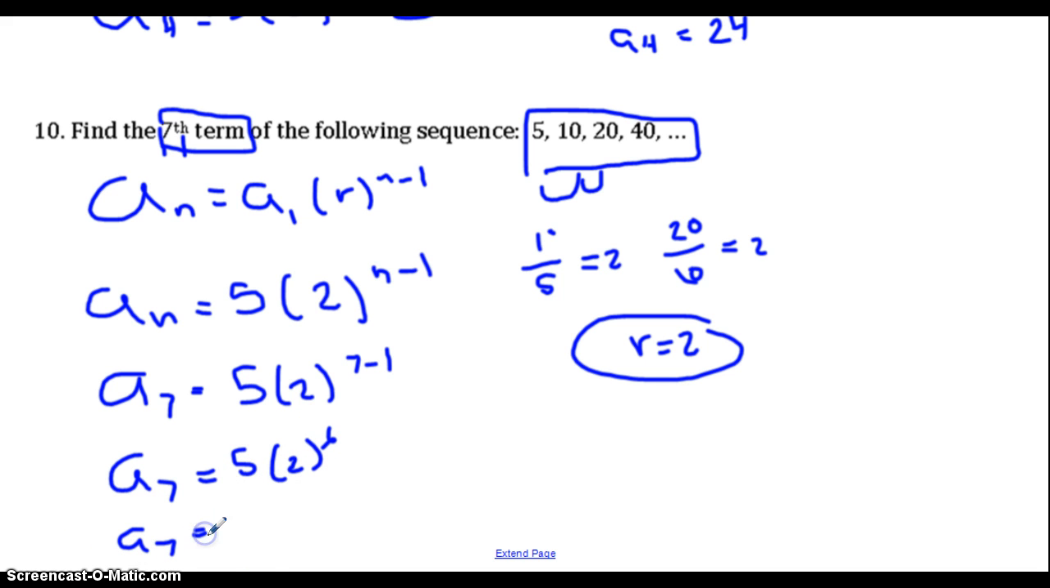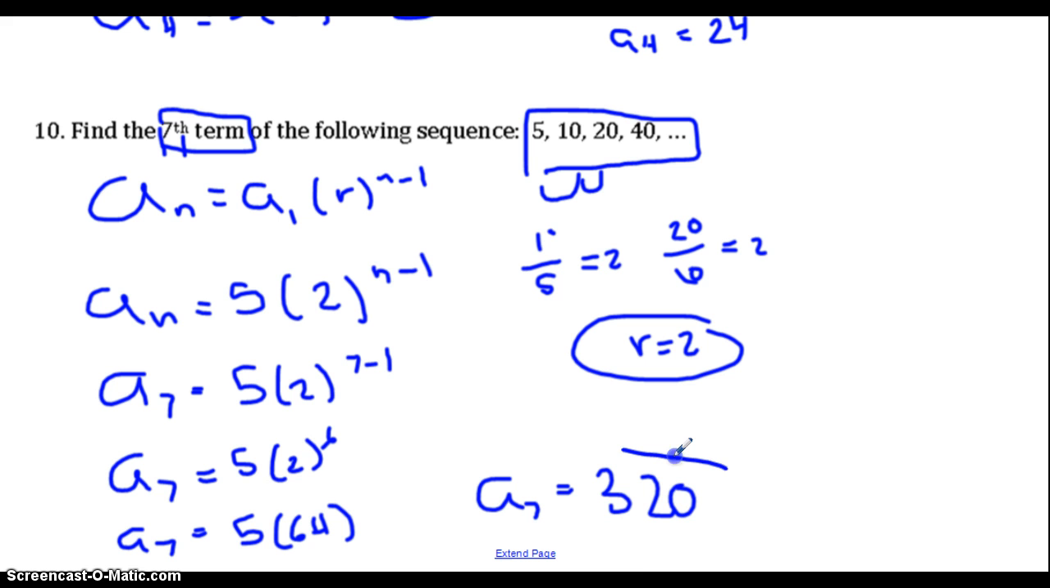a7 is equal to, well, 2 to the 6, I know is 64. And we just put that into our calculator or do it in our brains, and we get, let's see, that's 320. And that's it. So the seventh term is 320.